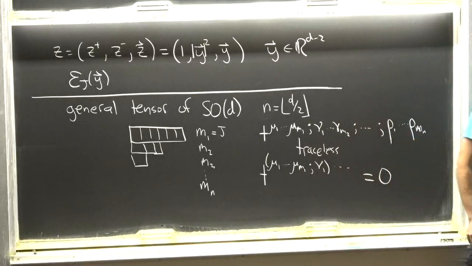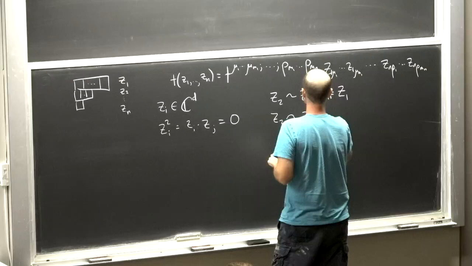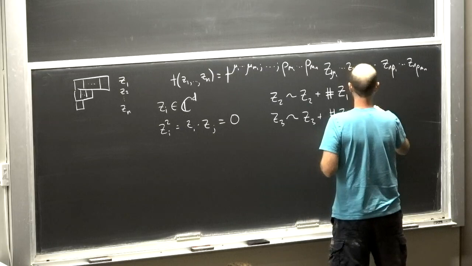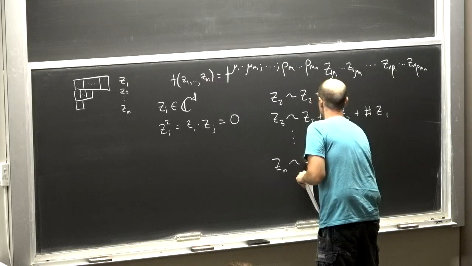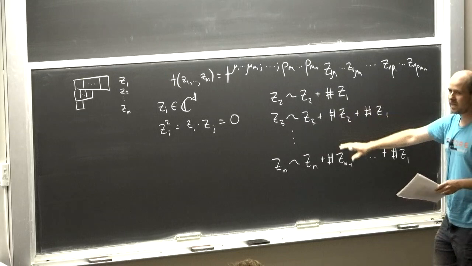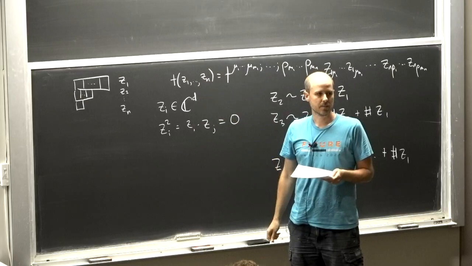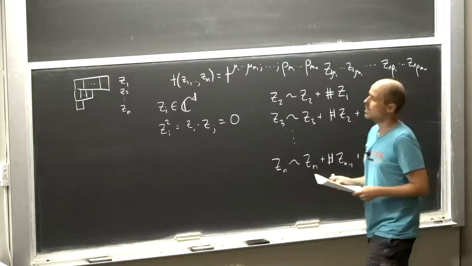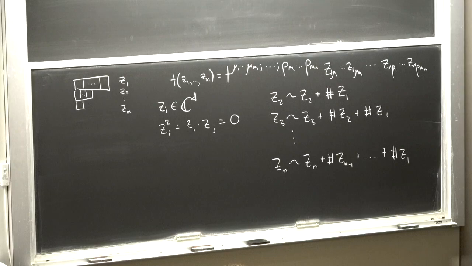Similarly, we can take z3 and shift it by anything proportional to z2 or z1. And so on, up to zn, which can be shifted by anything proportional to any of the other z's. So there's this big gauge redundancy acting on the z's that this polynomial has to be invariant under. So the idea is that a tensor in this representation is equivalent to a homogeneous gauge invariant polynomial of these vectors satisfying this condition.